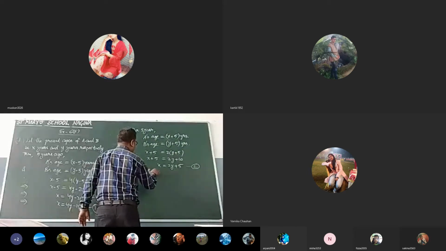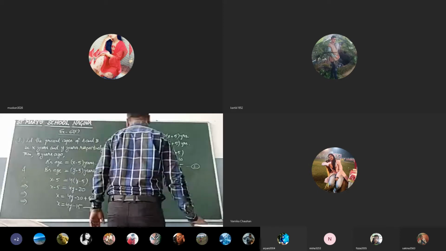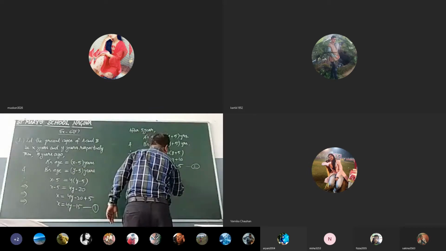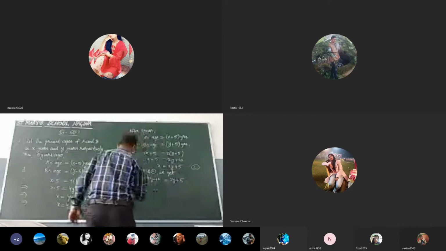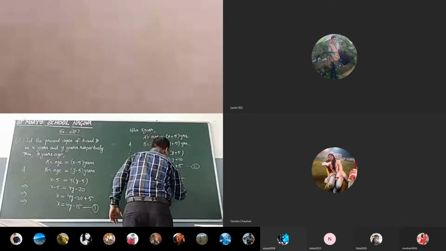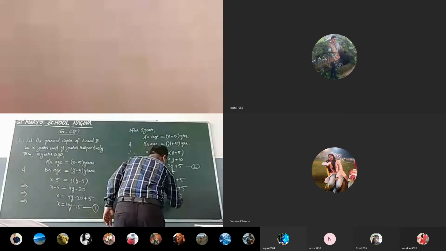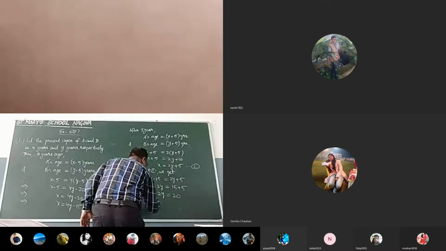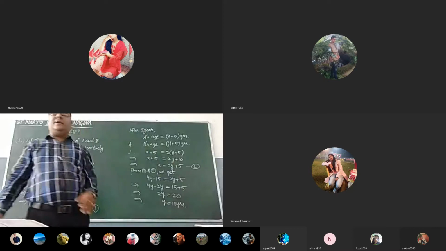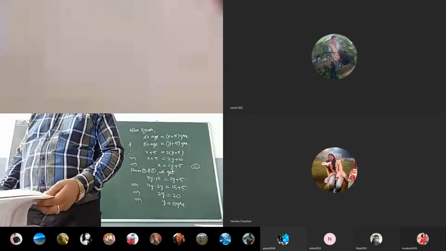From 1 and 2, we get 4y minus 15 equals 2y plus 5. 4y minus 2y equals 15 plus 5. 2y equals 20. y equals 10 years. You can check whether the age of B is coming to 10 years or not.